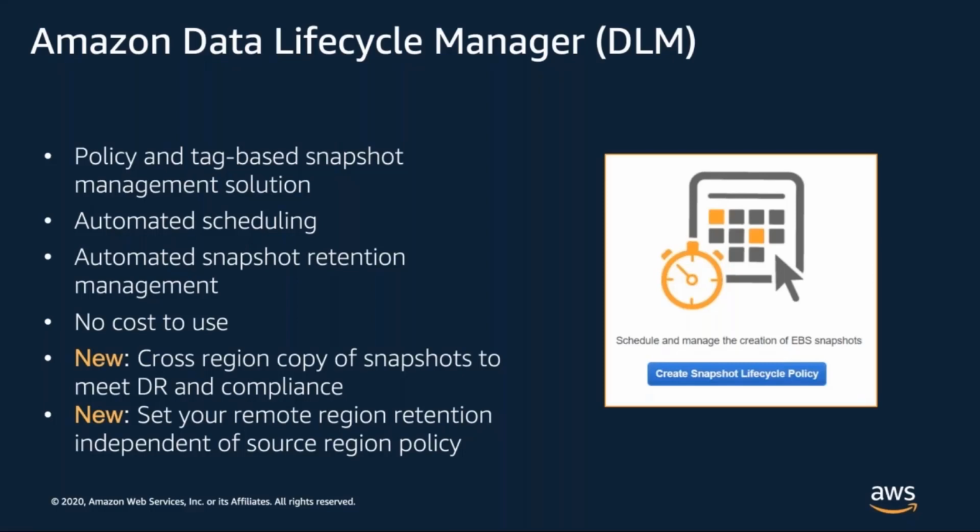When you define a DLM policy, you specify volume tags to identify which EBS volume should be backed up. You can also use IAM policies to fully control access to DLM policies. There are two new features that we released last year: cross-region copy of snapshots to meet your DR and business requirements. In addition to that, you can set your remote region retention policies independent of your source region snapshot policies.